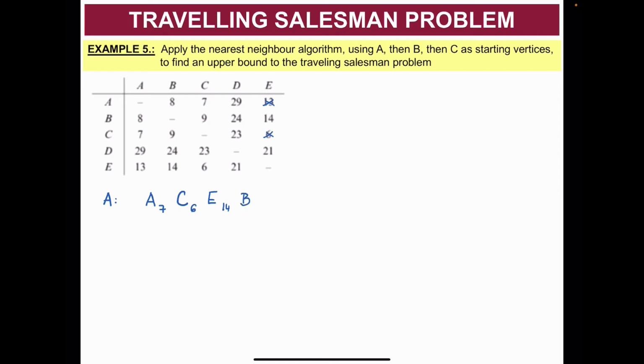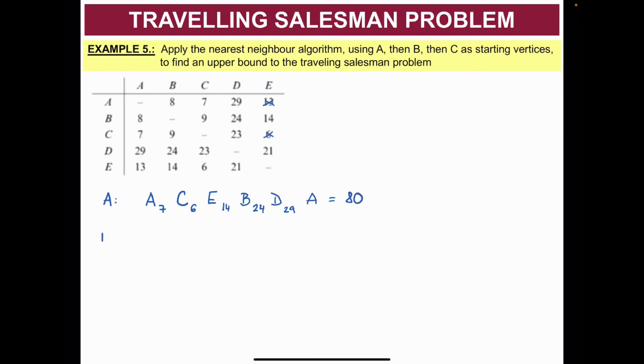Then once I'm in B, I'm looking only at the column B. So the shortest one is 24, and that will get me to D. And now from D, I have to go back to the starting point because I've visited every single one, and that is 29. And then I get back home to A. And the distance that I passed was 29, 24, 14, that's 80.